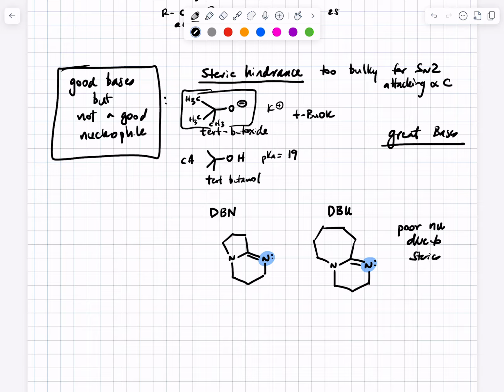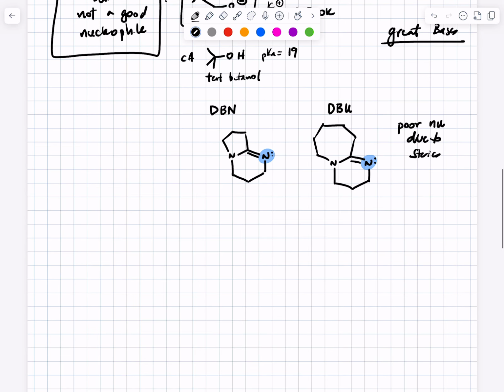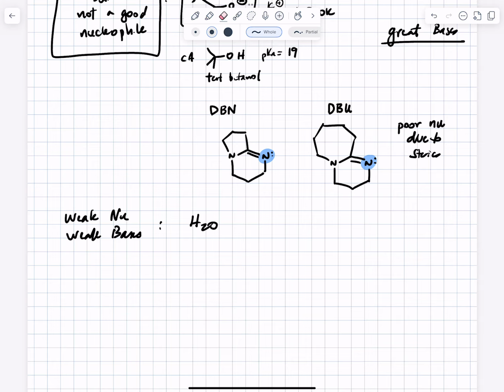All right, finally, there are things that are neither good nucleophiles nor good bases. These are generally things whose conjugate acids have pKa's less than 0.